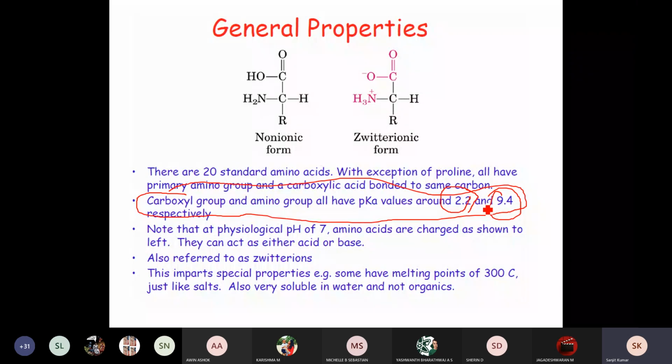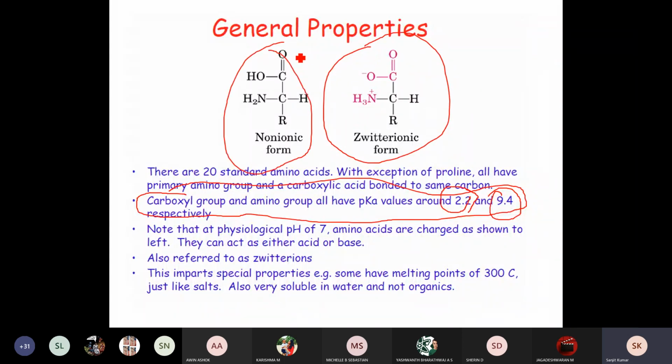At physiological pH, amino acids are charged and shown to the left. They can act as either acid or base. I'm not going to discuss this. Zwitterion form is shown, and this is the non-ionic form. You people know about all these things.